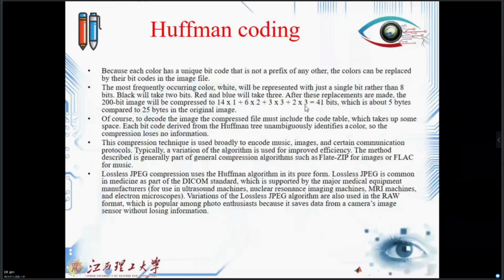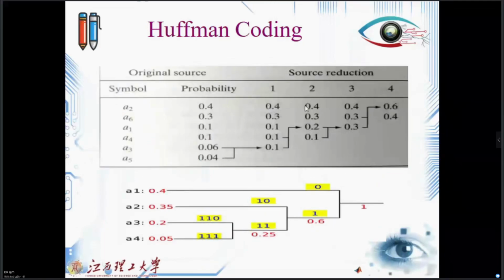They will use that, and variations of the lossless JPEG algorithm are also used in the RAW format, which is popular among photographers because it saves the data from cameras and image sensors without losing information. That was very brief. Now again, we will come back for one more review about this.